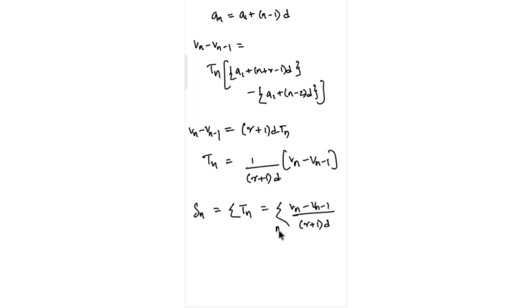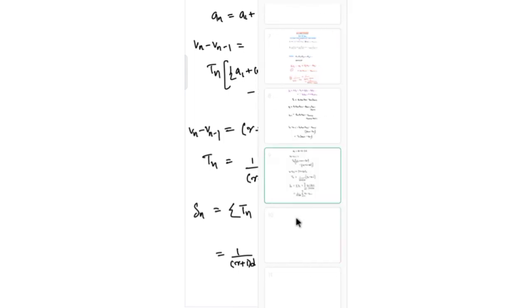Now if I put n is equal to 1 to n, that is what I need to evaluate. So I can just take this term out, the denominator, which is constant and has nothing to do with n. So I will just take that out, which is 1/(r+1) into d, sigma n is equal to 1 to n (Vn minus V(n-1)).